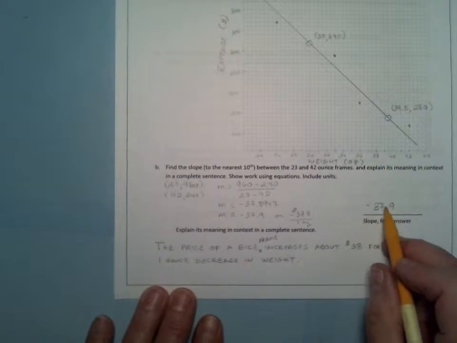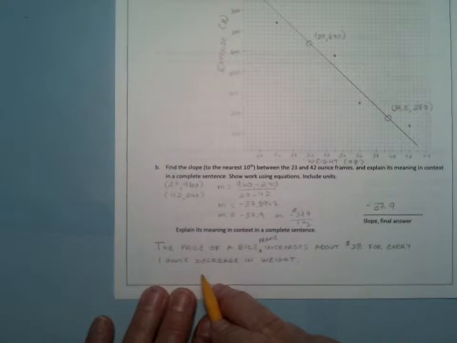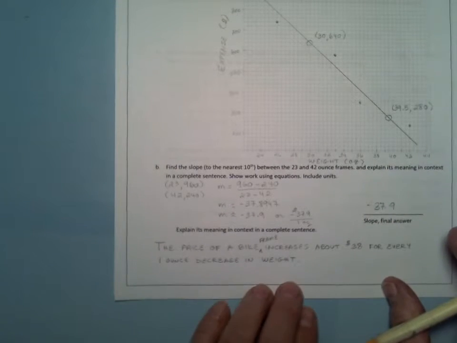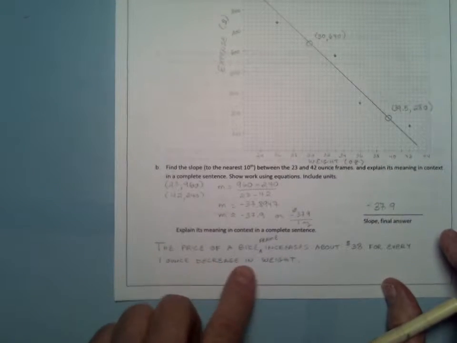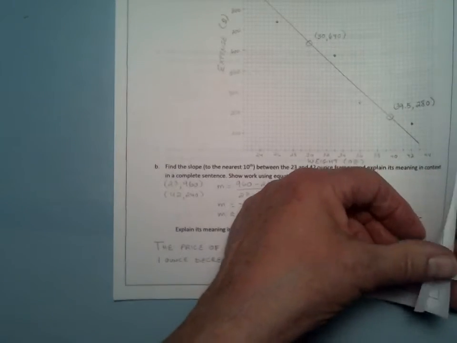I went ahead and rounded that up. I'm giving an estimate, about $38 for every 1 ounce increase in the weight. Actually, for a 1 ounce decrease in the weight. As the weight of the frame goes down, the price of it goes up.